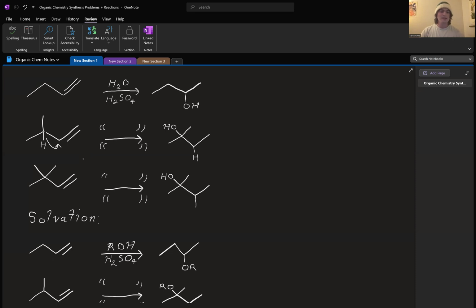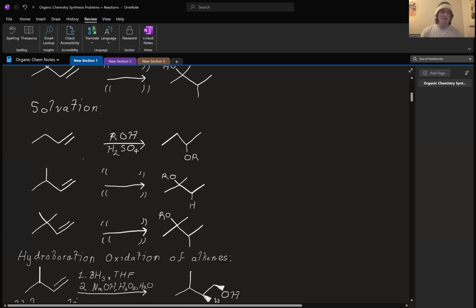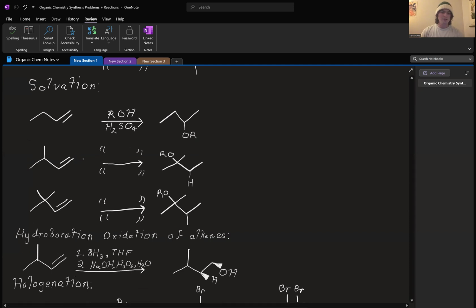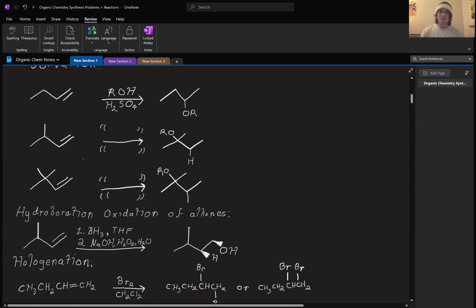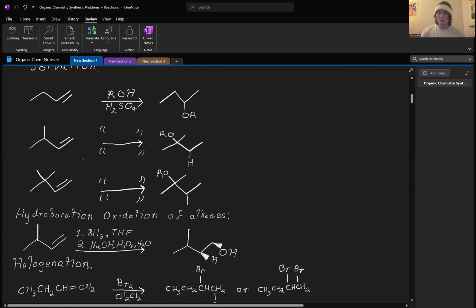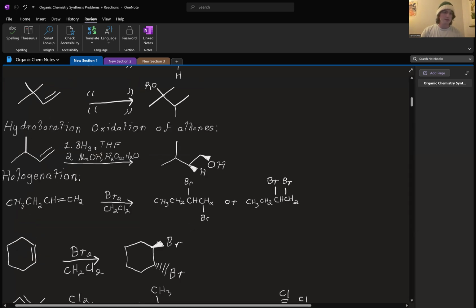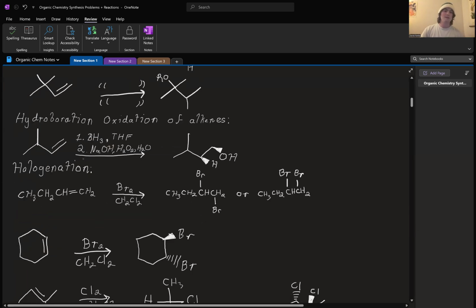Then we have the exact same thing just with alcohols, which is solvomercuration-style addition, a Markovnikov addition of oxy groups. So in this case, an OR group. This could be any alcohol on top and then H2SO4 on the bottom. But same exact process, it can also do a shift because it forms a carbocation. Nice simple reaction. Then we have hydroboration oxidation.